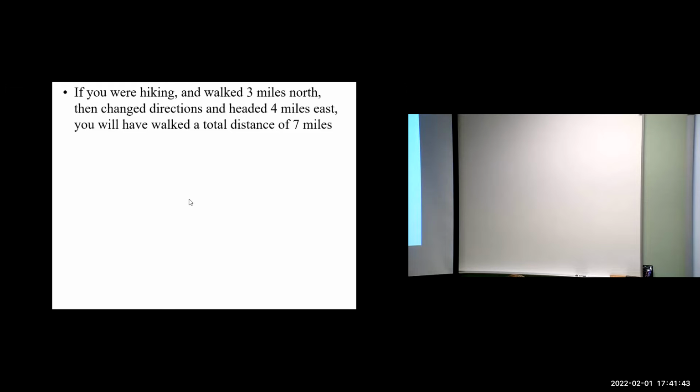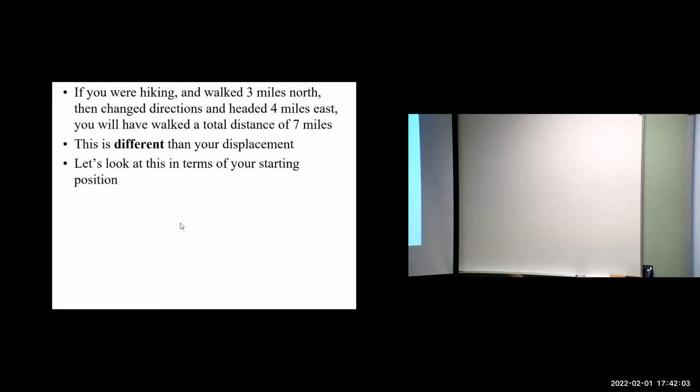So let's take this situation. We'll make it very basic, right? Walk 3 miles north and 4 miles east. We've walked a total of 7 miles, right? That's our total distance. It's not our total displacement, though. Our displacement is a measurement from where we started to where we ended. So, walk 3 miles north, 4 miles east. This would be what we call our displacement vector.